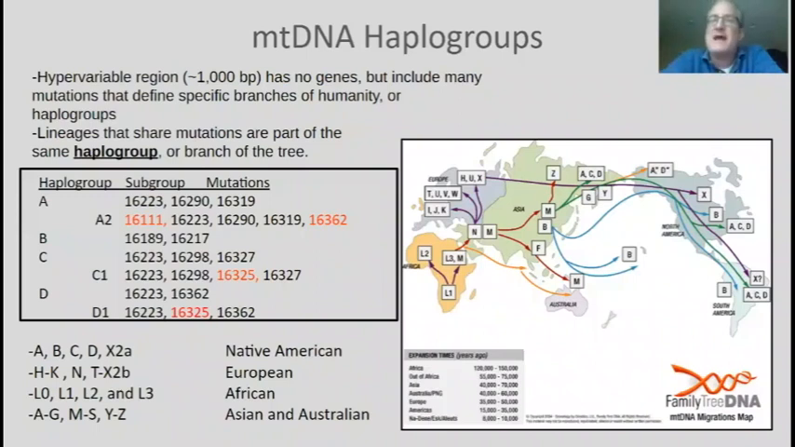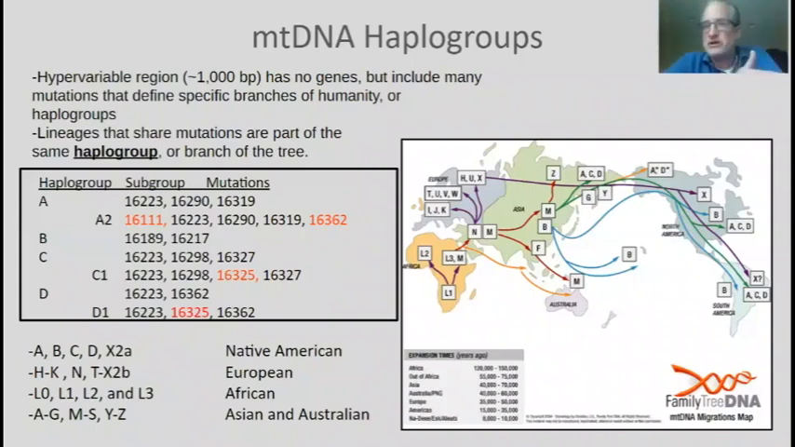Let's focus on A, B, C, D. These are the first of the alphabet. Actually, coincidentally, they were the first to be named in the early 90s, and also are the ones associated with Native Americans. So you have mutations, say 16,223, 16,290, 16,319, and so forth and so on. You will be group A. However, within group A, you have to have all those plus a few more, 16,111 and 16,362, to put you in the next level, A2. So B works the same way, C and D.